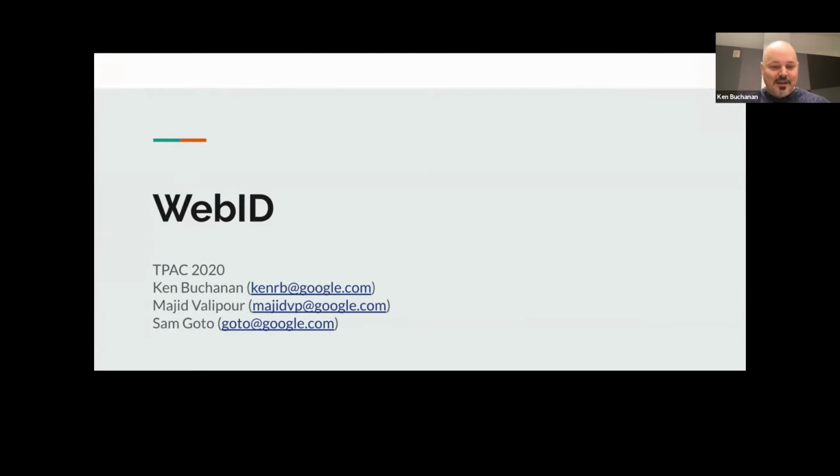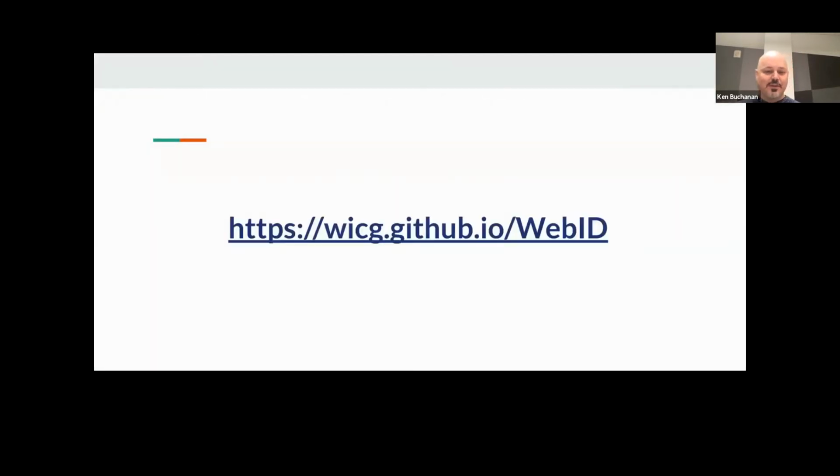My name is Ken. Majid and Sam are also on this call. We're at Google and we're engineers on the Chrome team, and we've been working on some web platform identity projects for a little while. And in particular, this project called WebID, which you can read about here. It has been moved into a repo in the WICG. Lots of information is there, a lot more than I'm going to be able to present in this.